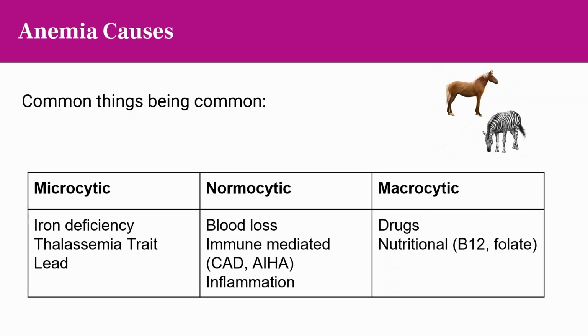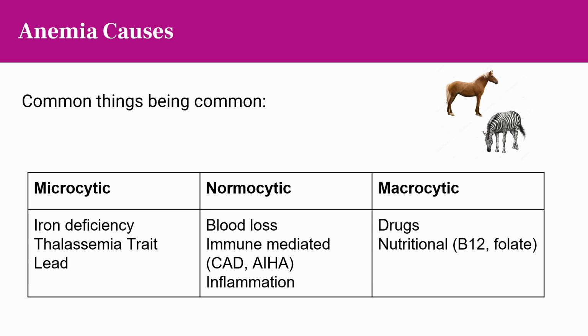And so, there are extensive algorithms that walk you through all the different possible etiologies of anemia that I'm sure you guys have seen. But really, if you have a good physical and history, a CBC, a peripheral smear, and a retic count, you can really drill down pretty nicely on your differential for anemia, and common things being common. Most common causes of microcytic anemia: iron deficiency, thalassemia trait, or lead toxicity. A normocytic anemia, think of acute blood loss, of course. There's immune-mediated etiologies, and chronic inflammation can cause a normocytic anemia.